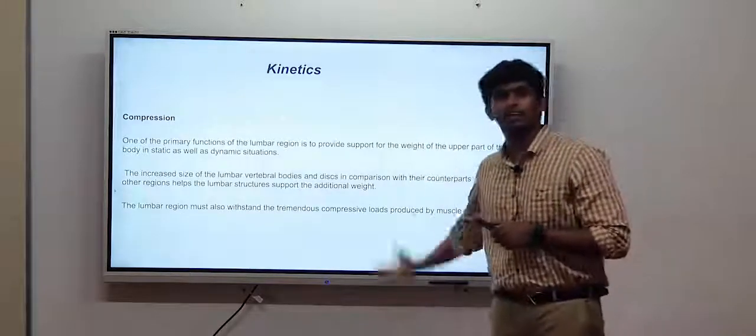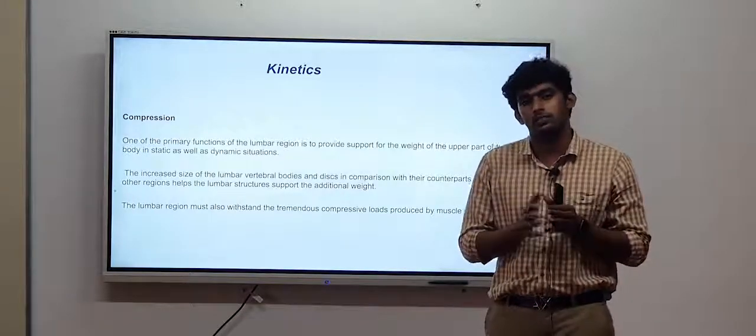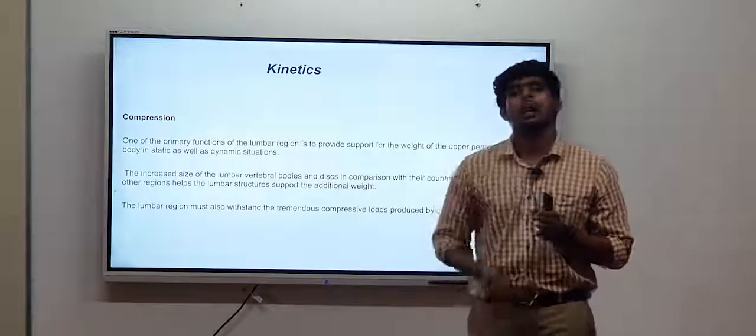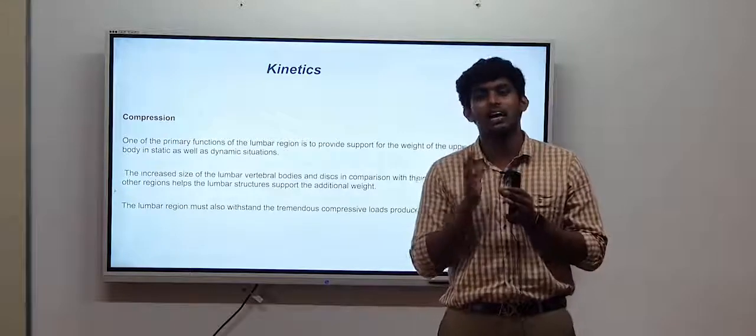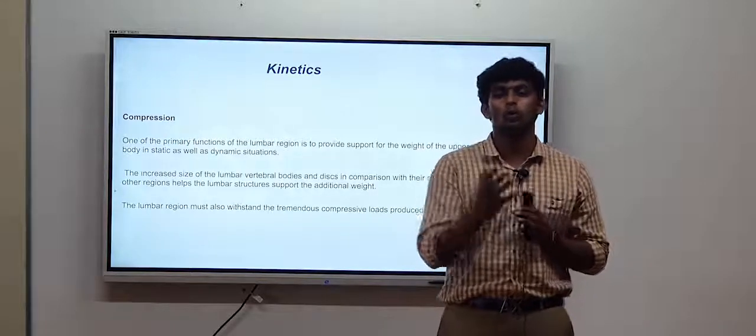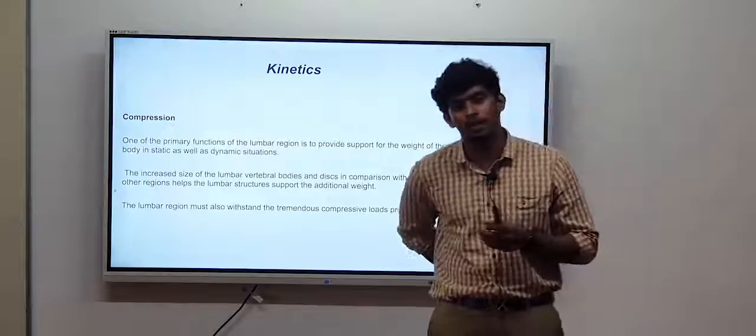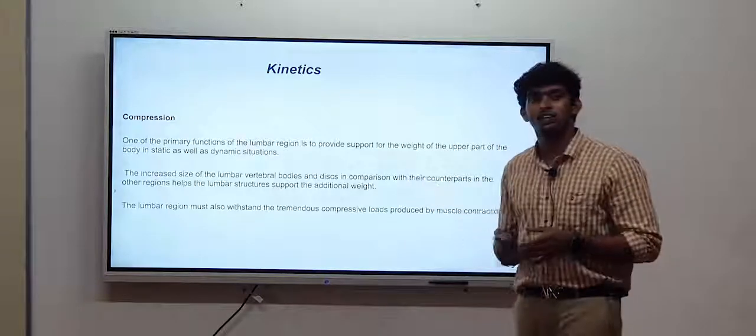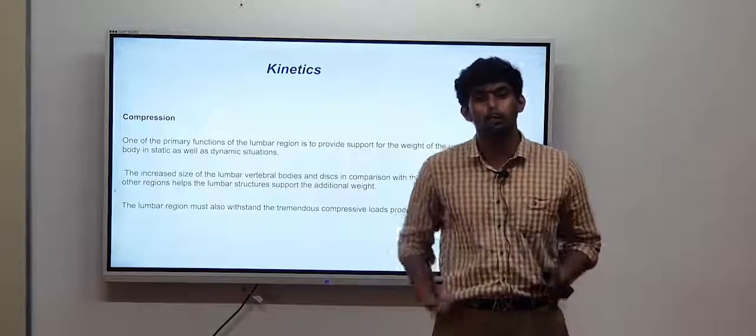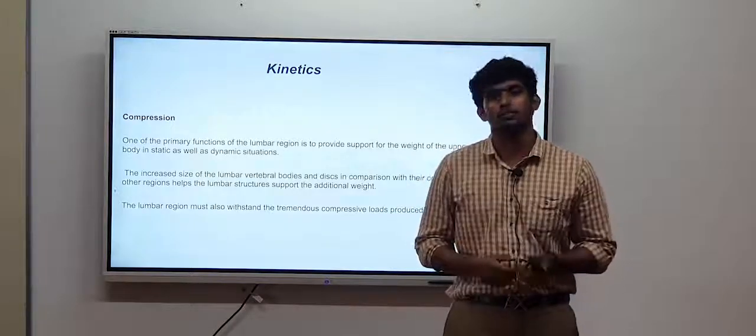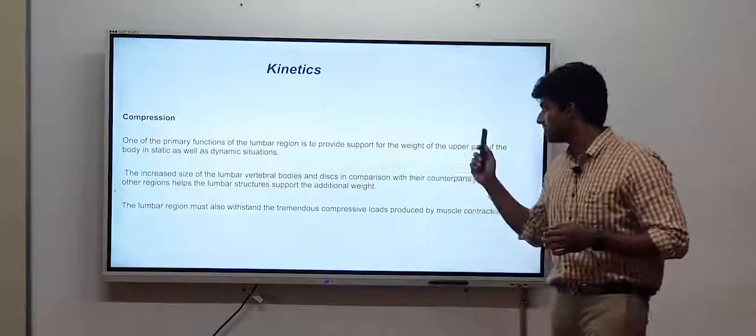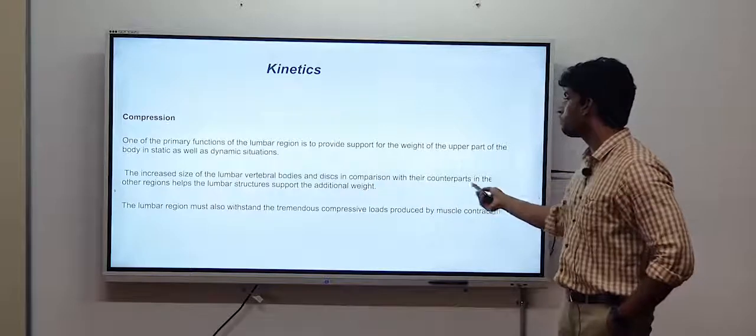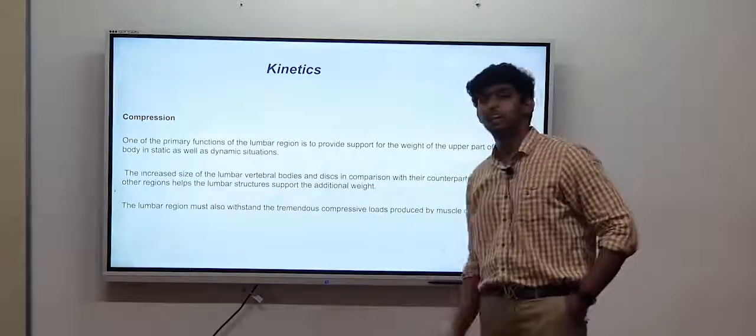So now I will discuss the kinetics. Compression is one of the qualities or the kinetics happening inside the lumbar area. As I had explained, the lumbar area is the area where the person's load will be transferred, and then it will be transferred to both the lower limbs. So when our weight is transferred through the lumbar area, compression will occur. The compression occurs in the lumbar area, and the increased size of the lumbar vertebral body and the disc in comparison with their counterparts in the other regions helps the lumbar structures support the additional weight.